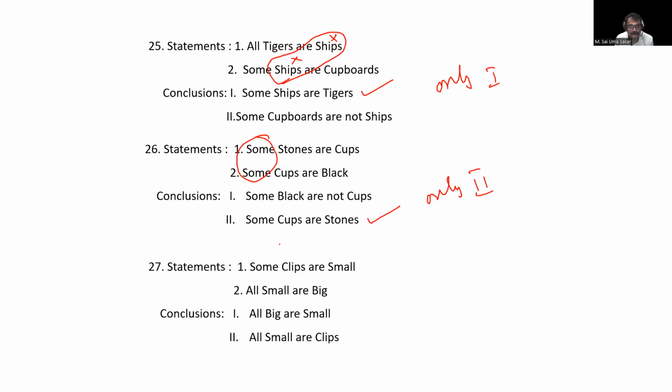Next, some clips are small, some small are clips. No, all small are big, some small are big, some big are small. There is no immediate inference.